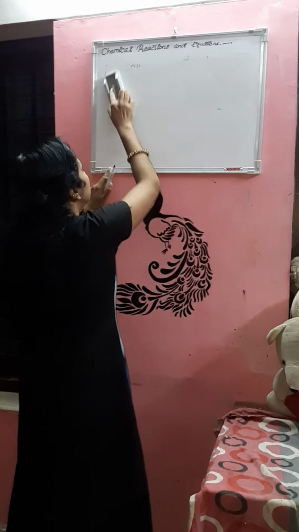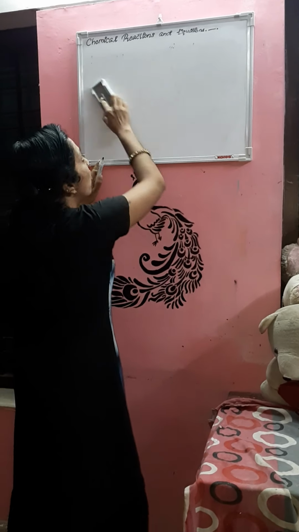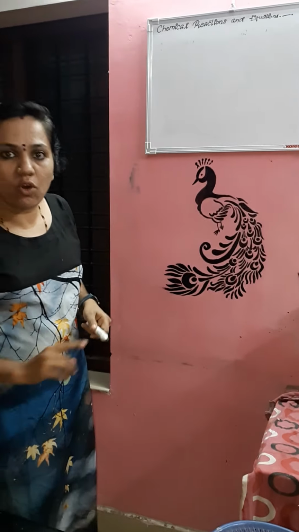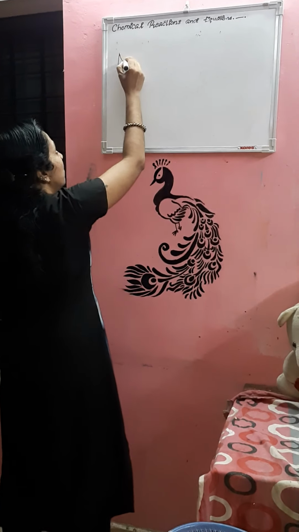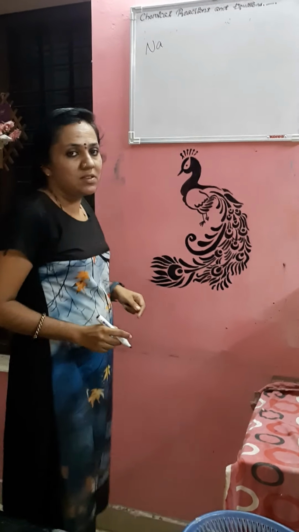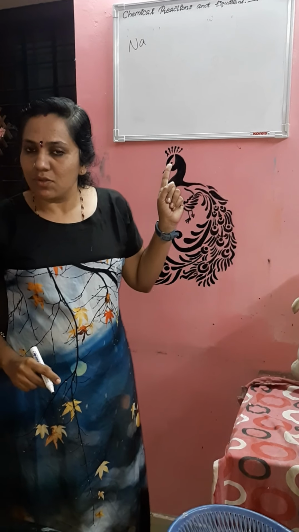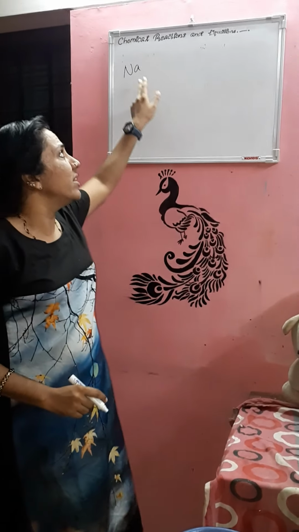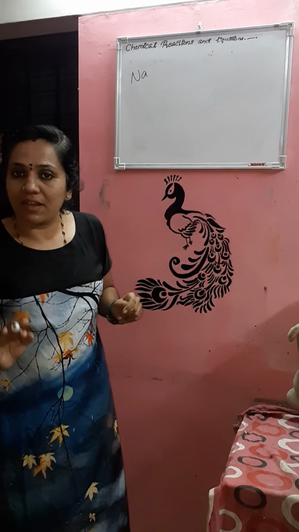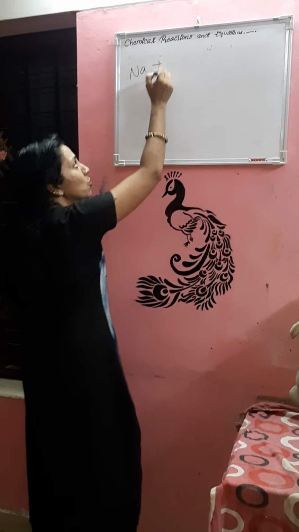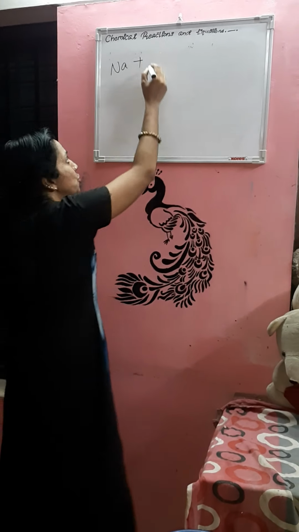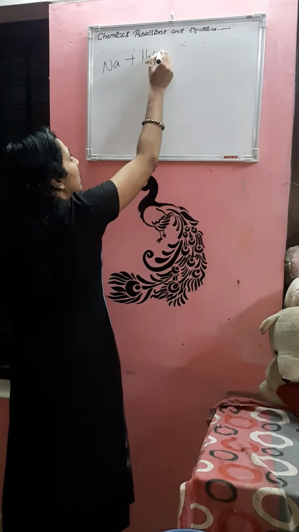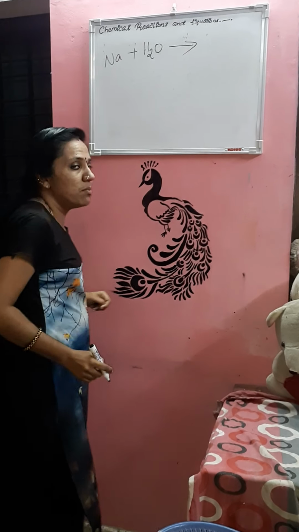That is sodium. Sodium when dipped in water. The full form of sodium is natrium. So the symbol is Na. It's a metal. So diatomic or monatomic? It is monoatomic. So no need of writing Na2, just write Na, sodium, plus water. You know already the formula of water, H2O, giving NaOH, sodium hydroxide.